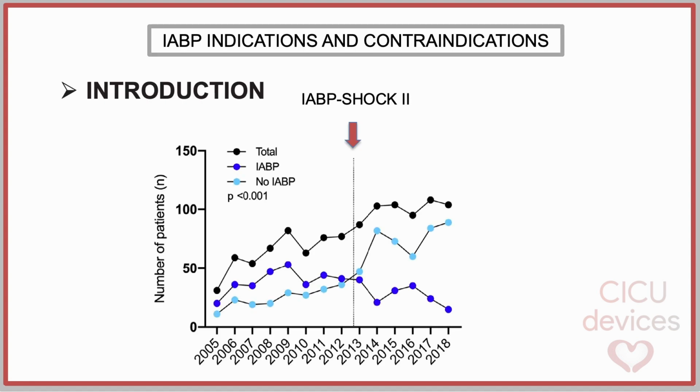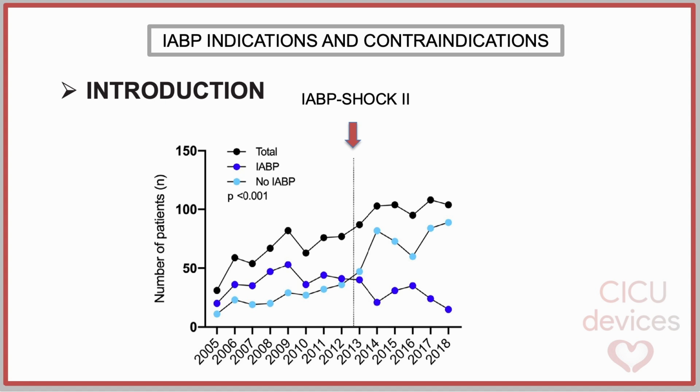Historically, the IABP was considered the first-line device for cardiogenic shock and high-risk ischemic syndromes. However, its role has changed significantly over the last decade. Following the results of the IABP-SHOCK II trial and subsequent meta-analyses, which failed to demonstrate a survival benefit in acute myocardial infarction with cardiogenic shock, the routine use of IABP in this setting has markedly declined.